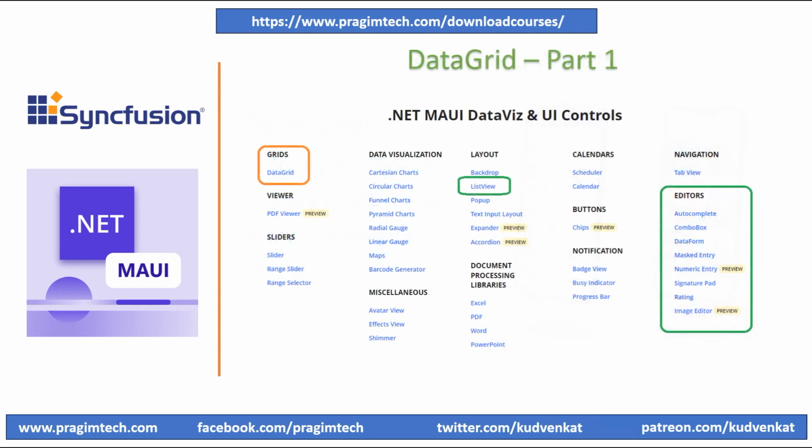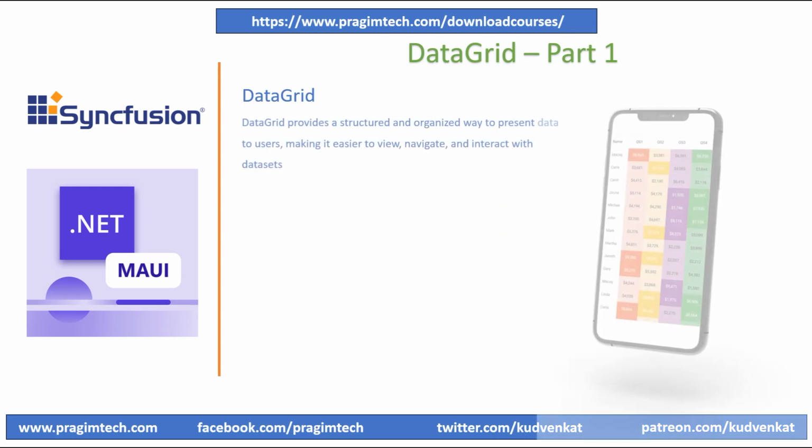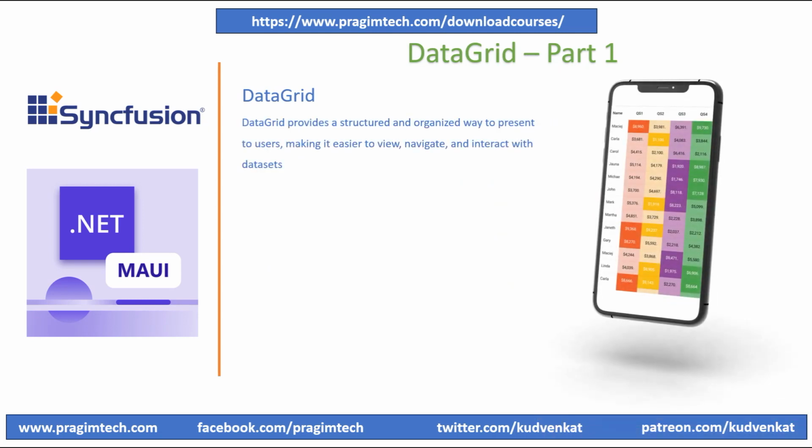We are familiar with editors and list view controls from the previous sessions. Before finishing the remaining controls, we will now switch to DataGrid. A DataGrid is a graphical user interface control or component used in software development to display tabular data in a grid or table-like format. It provides a structured and organized way to present data to users, making it easier to view, navigate, and interact with datasets.